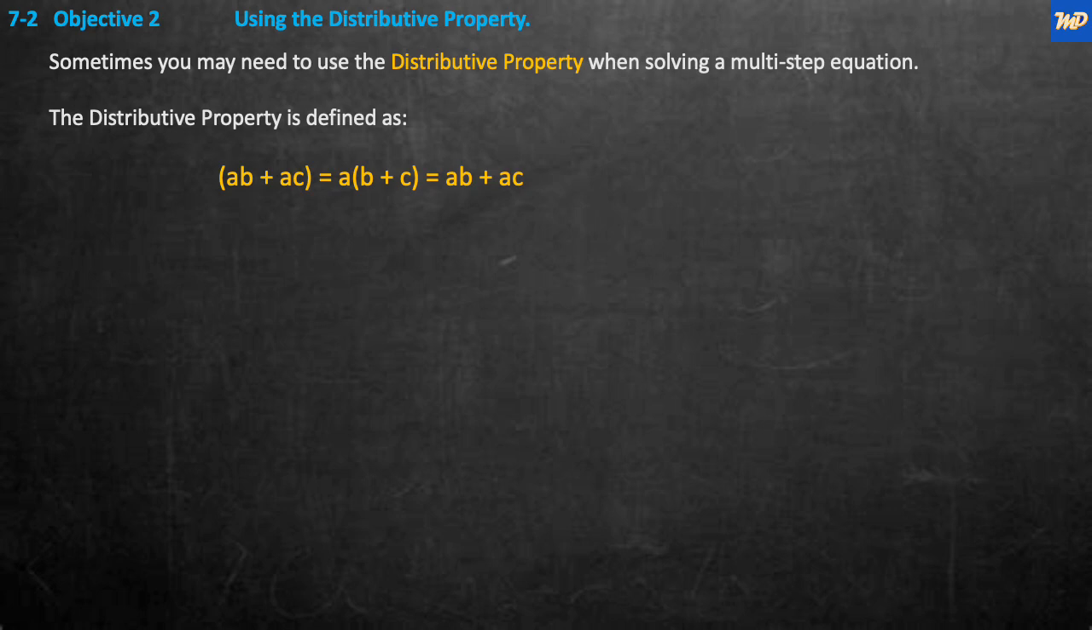Using the distributive property. Sometimes you may need to use the distributive property when solving multi-step equations. The distributive property is defined as, kind of look at this. Here we have two terms that are being added together, and these terms are multiples of a factor A and a factor B. So like 6 would be 2 times 3. So this could be 6, and A could be 2, and B could be 3. But this term would equal 6. And if this term equaled some other number, 8, you'd find out that A would be one number and C would be a different number now, okay?